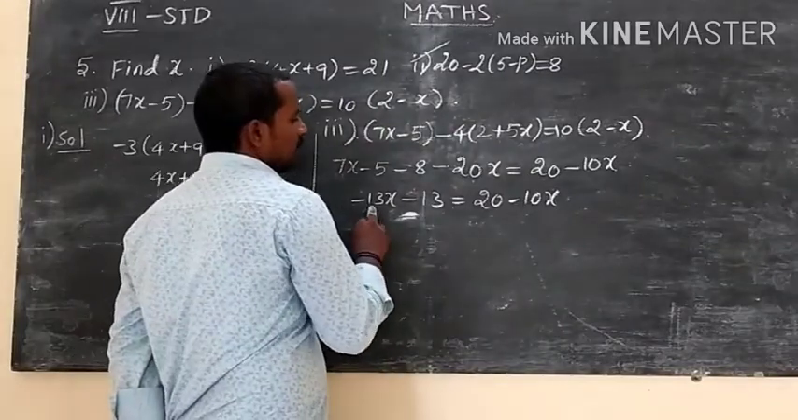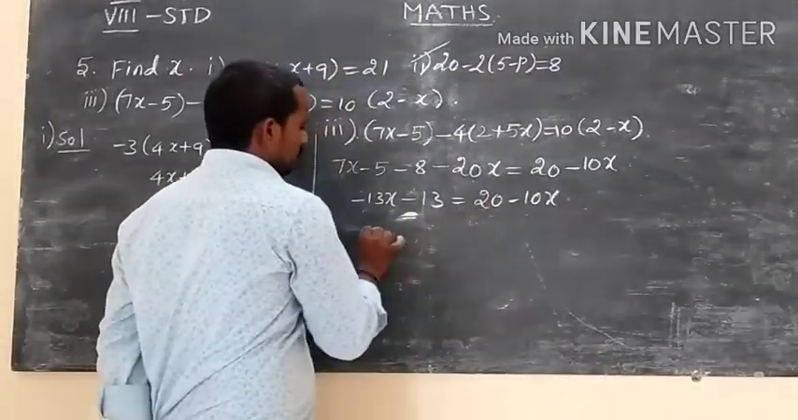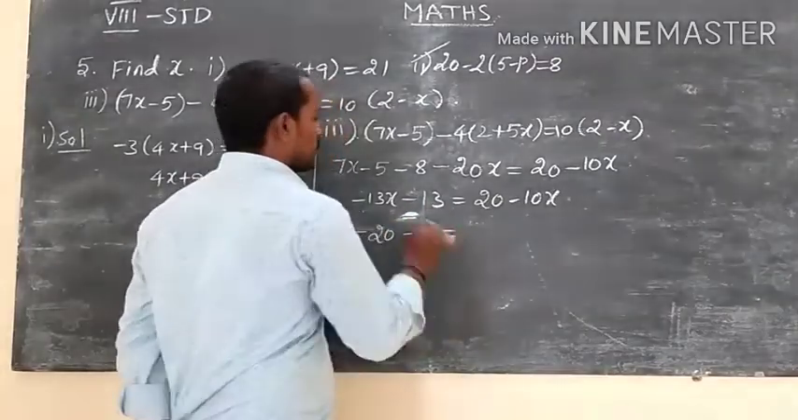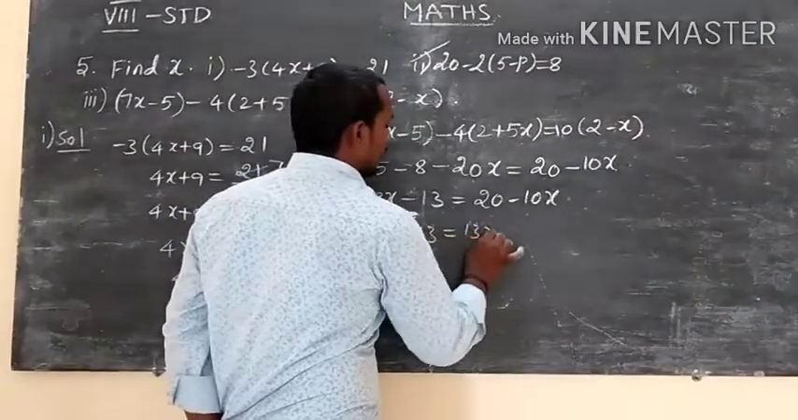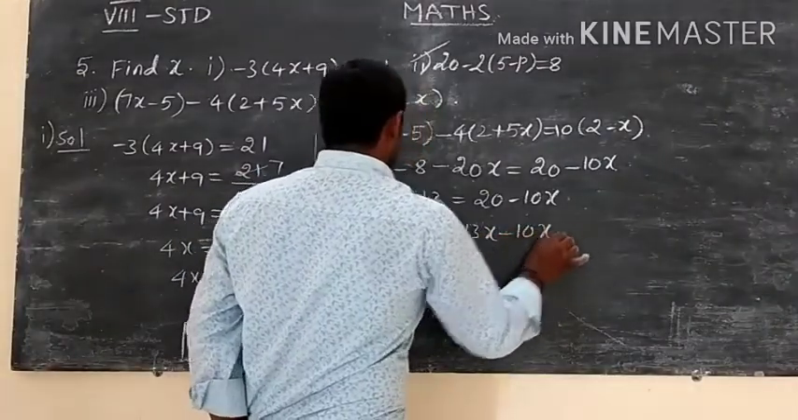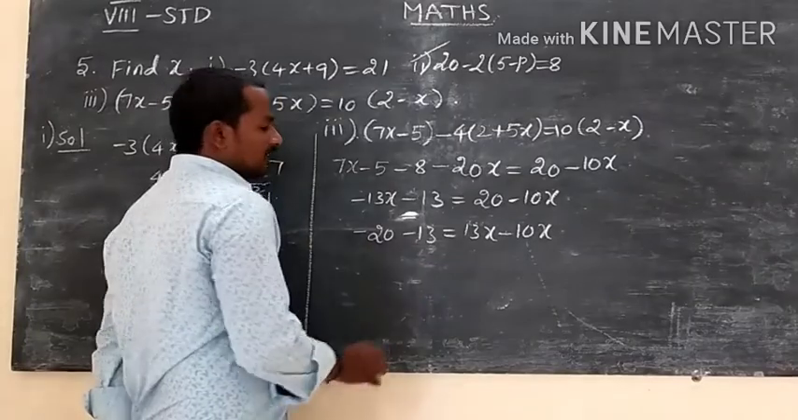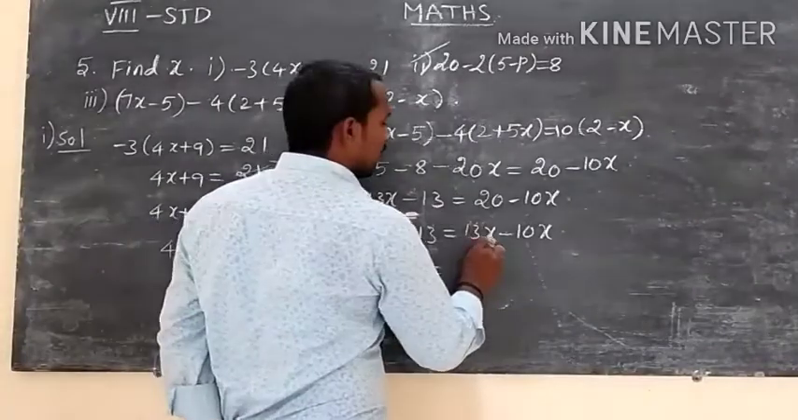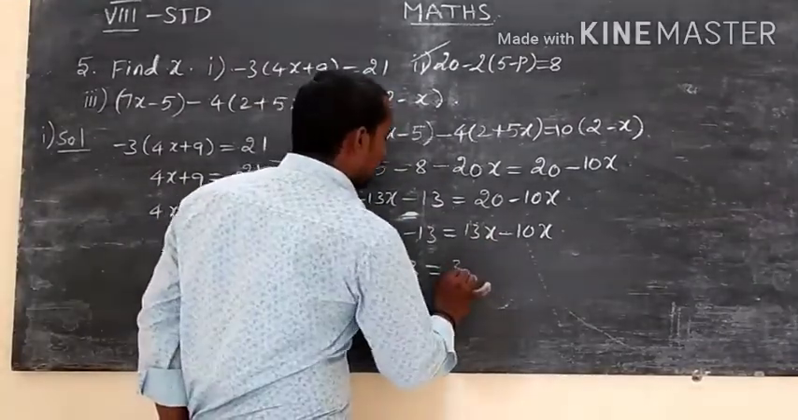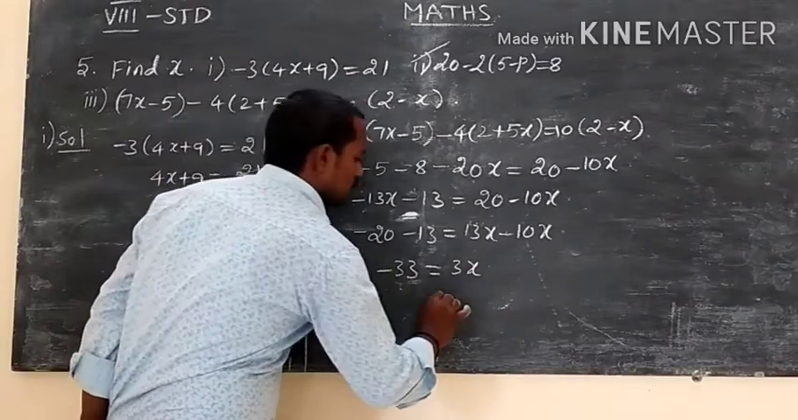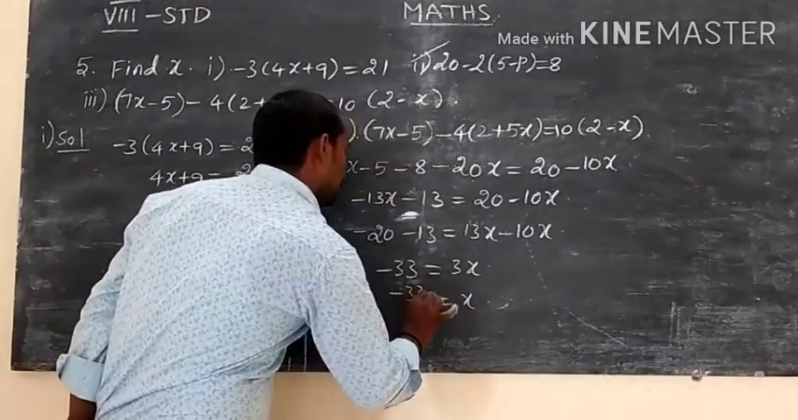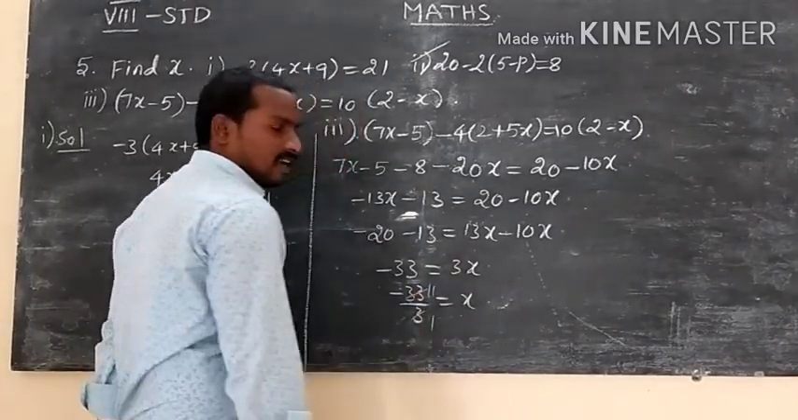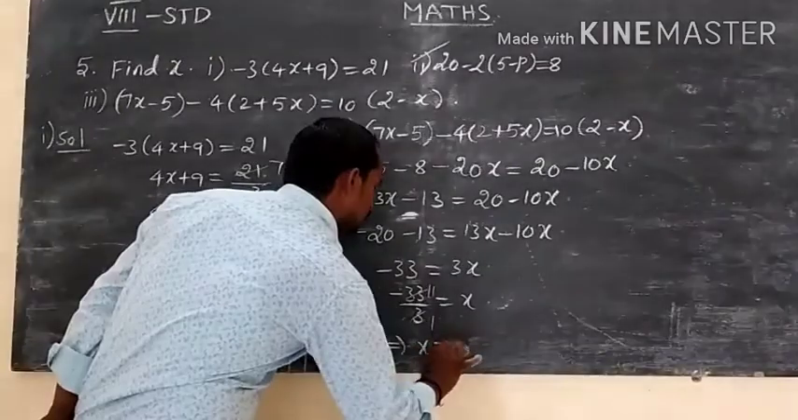Okay. Making the transformation, this 20, left hand side we get minus 20. Then minus 13, which is equal to the 13x, we get plus 13x minus 10x. Minus 20 minus 13, totally minus 33, which is equal to 13x minus 10x is remaining 3x. So x is equal to minus 33 divided by 3. Okay, 1 3s are 3, 11 3s are 33. So x is equal to minus 11.